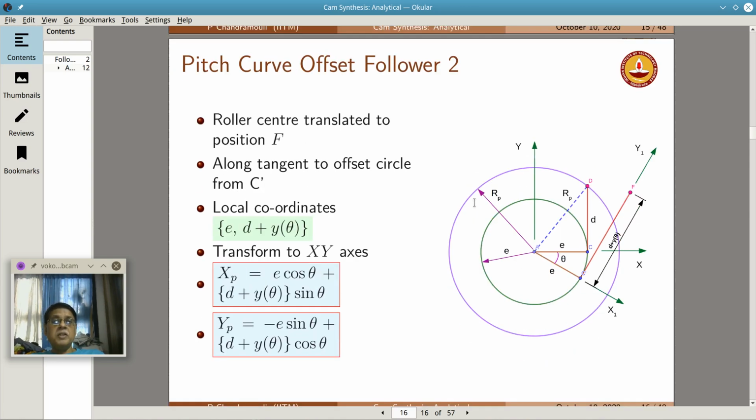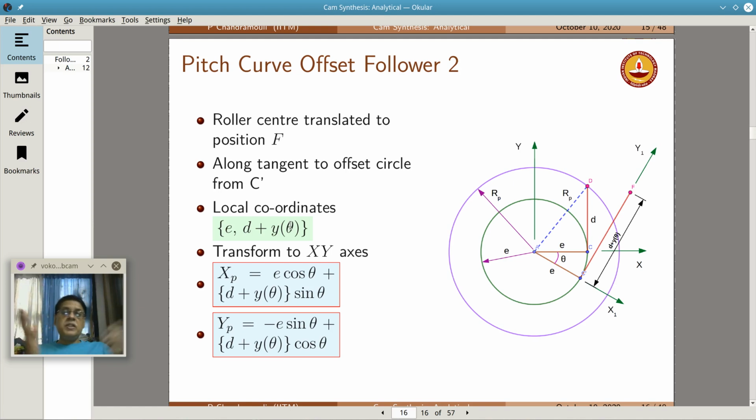So we have the pitch curve for the offset follower. The roller center has translated to position f, which is out here. The coordinates of the roller, the trace point, is E along the x-axis. Remember, A to C is E. Then CF is D plus Y of theta. So this is the local coordinate.